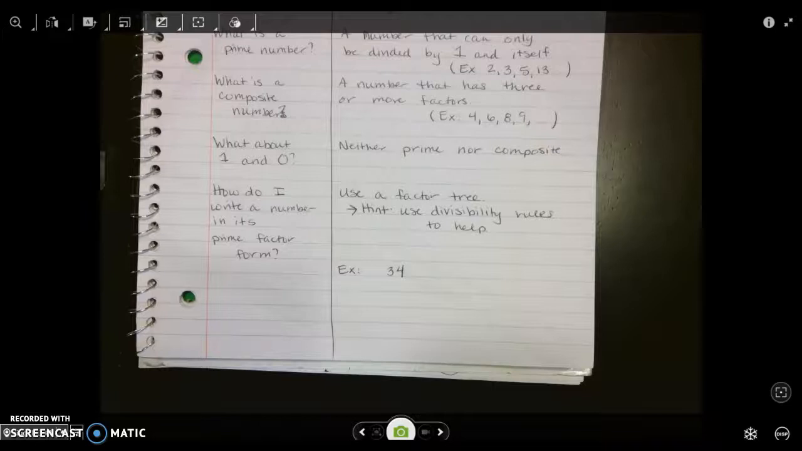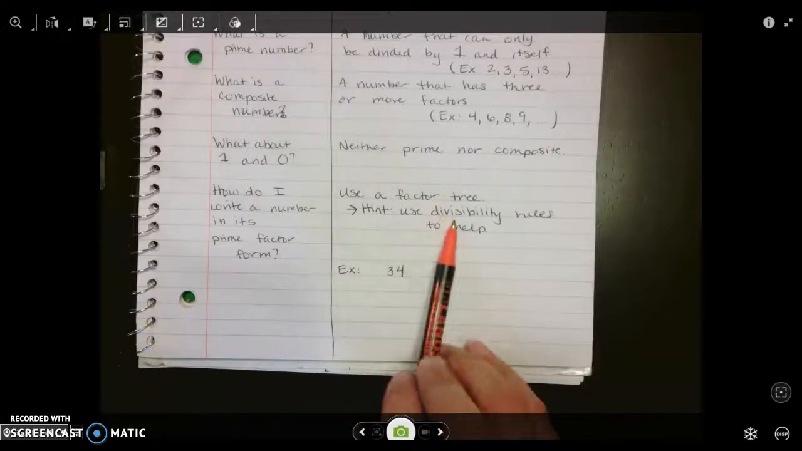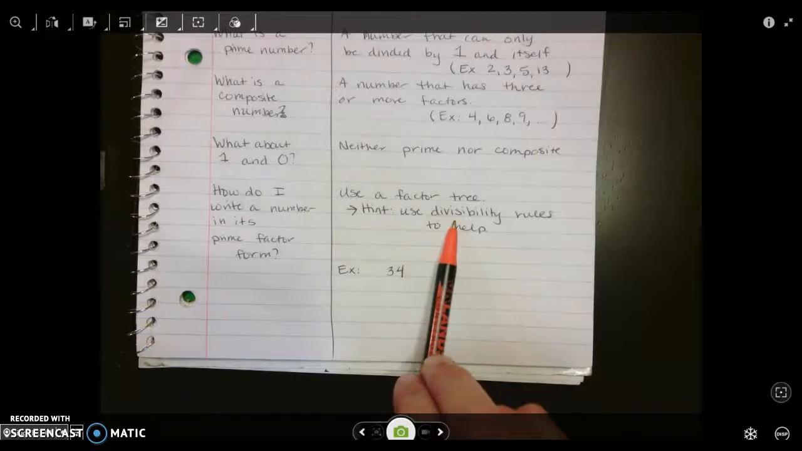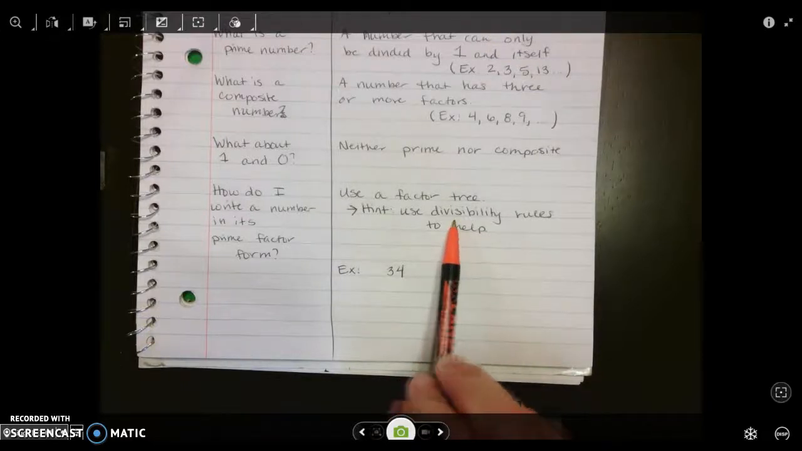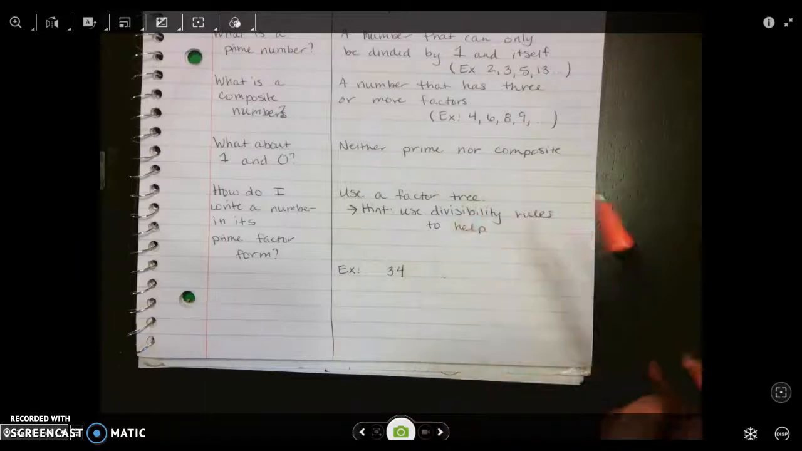So let's think about our divisibility rules. Now, if you need to, go back and reference your divisibility rules. That's a really good way to use your notebook. It's a resource. Utilize the notes that you have.